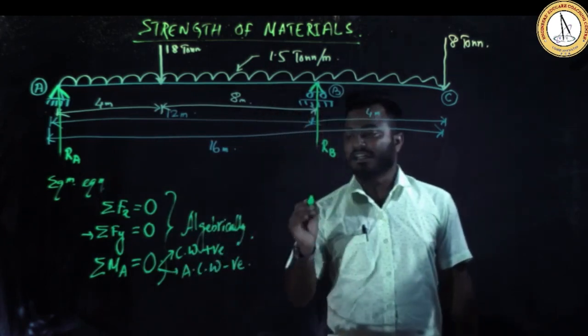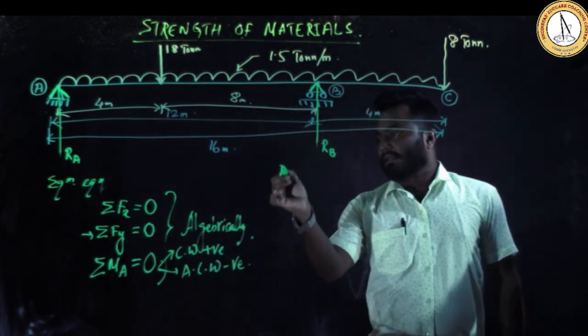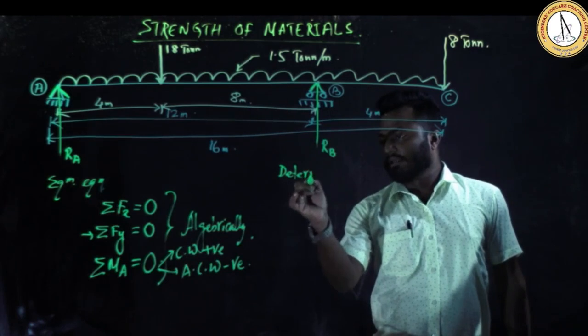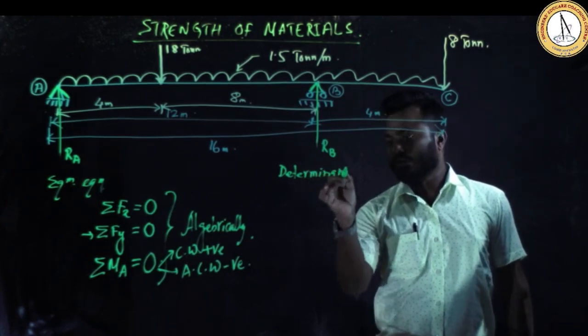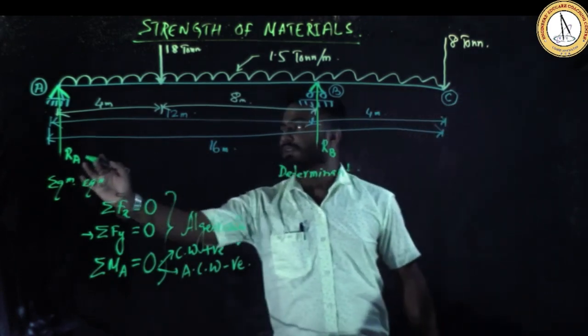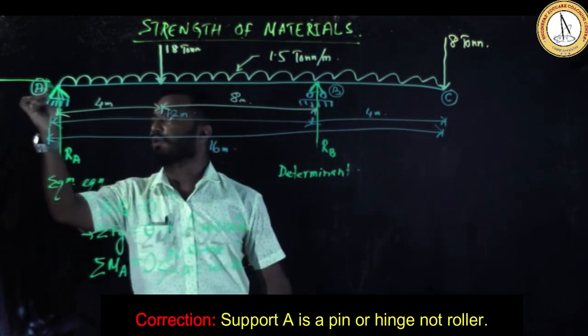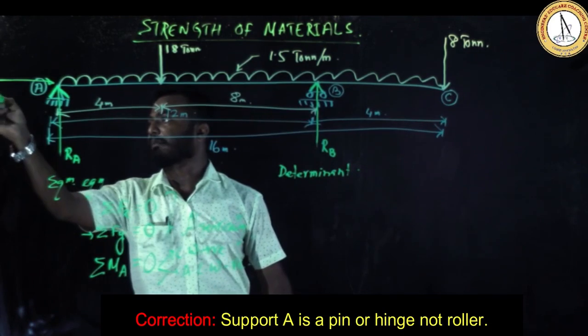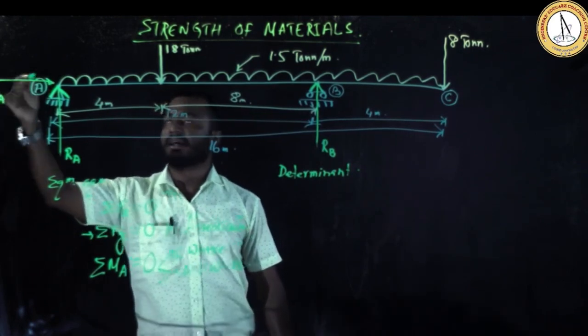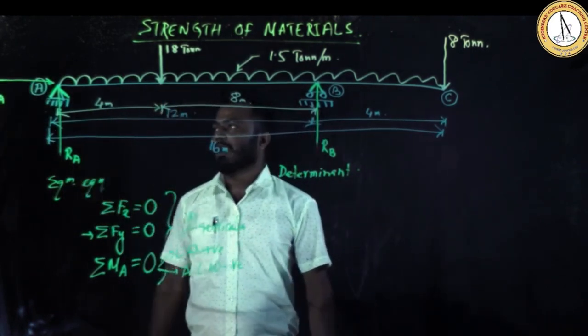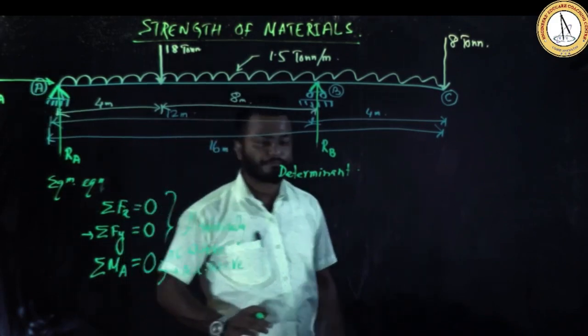Now, what is a determinate structure? A structure is said to be determinate when the number of unknown forces, these are my unknown forces. As this is a roller, there will be one more unknown force. Say this is also assuming magnitude HA and the direction is towards the right. Why? Because I don't know, it is just an assumption.